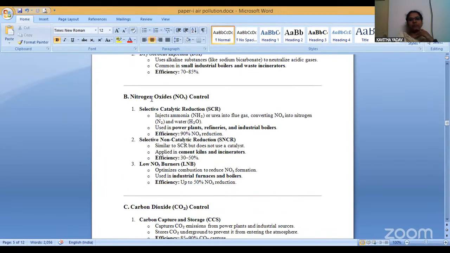Yes, here, a selective catalytic reduction. Ingestion of ammonia means what is the catalyst here? What is the catalyst here? The catalyst here is nothing but ammonia.